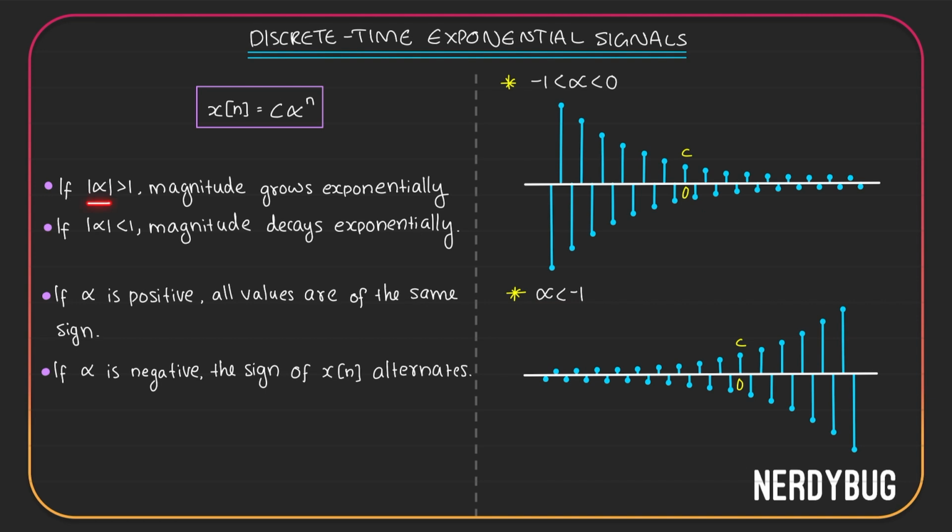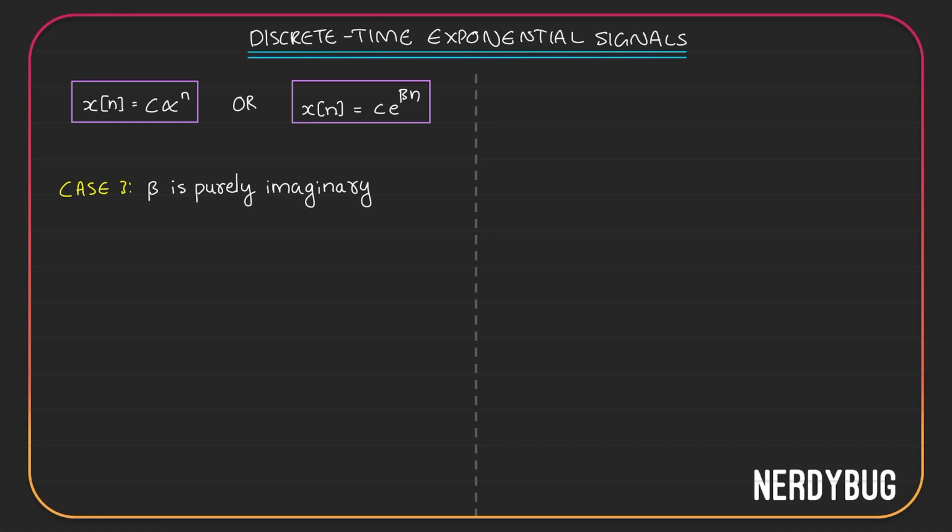That means magnitude of alpha is greater than 1, and you can see it is growing exponentially as given in the statement. Also, alpha is less than -1, so alpha is negative. So sign of x of n is alternating here also. Now we have x of n is c alpha raised to n.